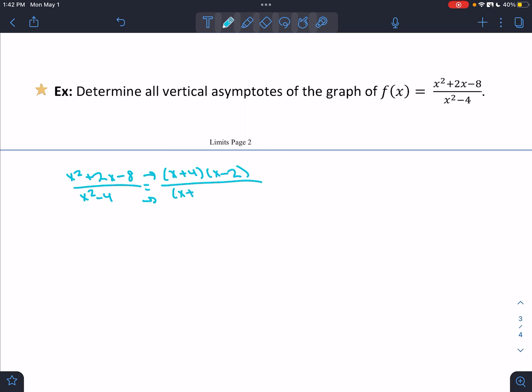So then do you like cancel? Yes, so as far as considering asymptotes, the x minus 2 and x minus 2 cancel, and that's a hole, not an asymptote, right? So it's not going to be infinite there. So we don't have to worry about that part.